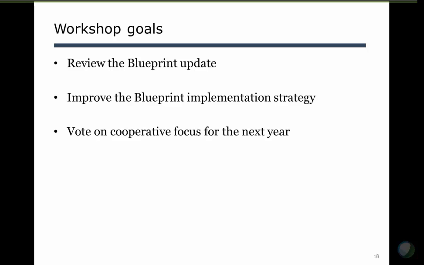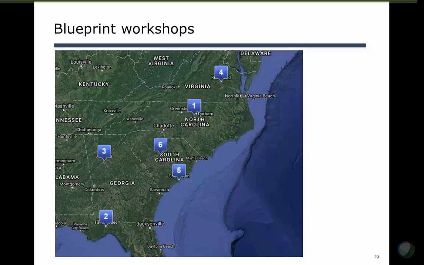Then we went into the workshops. So the goal there was to review the blueprint update, improve the blueprint implementation strategy, and then vote on cooperative focus for the next year. I'm just going to talk about the top two here today. But just a reminder, we had these workshops, 6 different workshops spread throughout the South Atlantic geography.